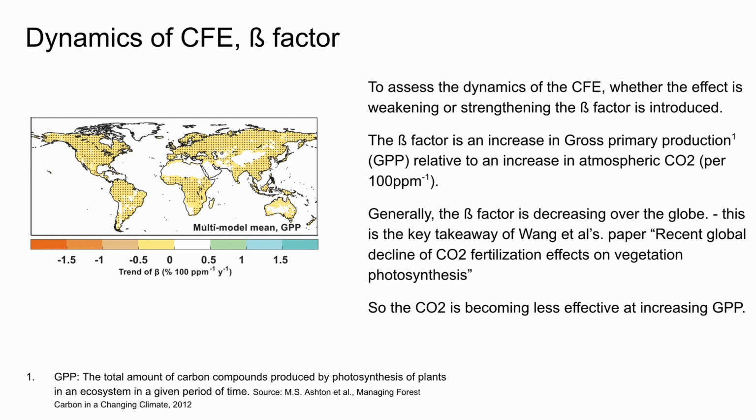So basically what that means is that if the beta factor is positive, if it's increasing, the effectiveness of the carbon fertilization effect is also increasing. And if it's negative, then the opposite is true. Generally, the beta factor is decreasing over the globe. We can see this on the map. This is the key takeaway of Wang et al.'s paper, Recent Global Decline of CO2 Fertilization Effects on Vegetation Photosynthesis. So, overall, CO2 is becoming less effective at increasing GPP.